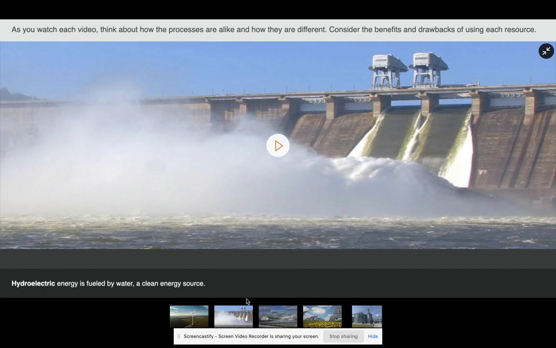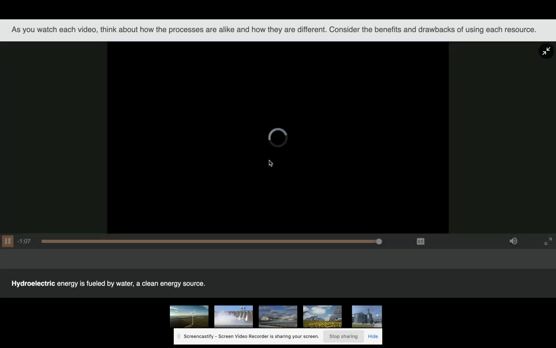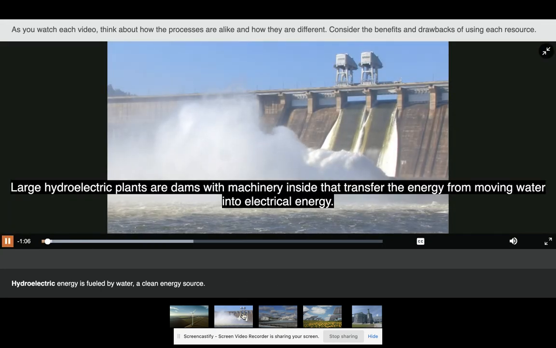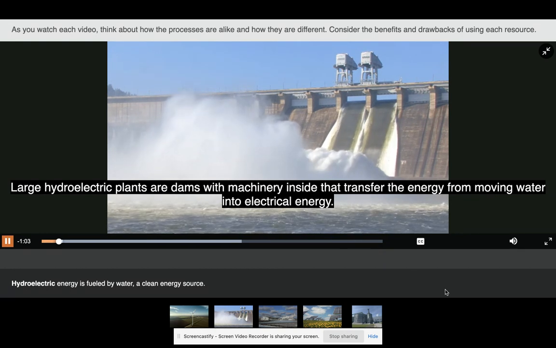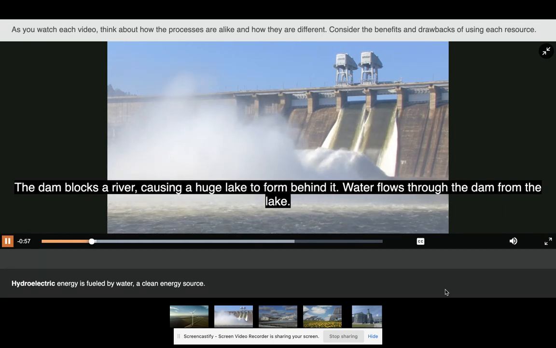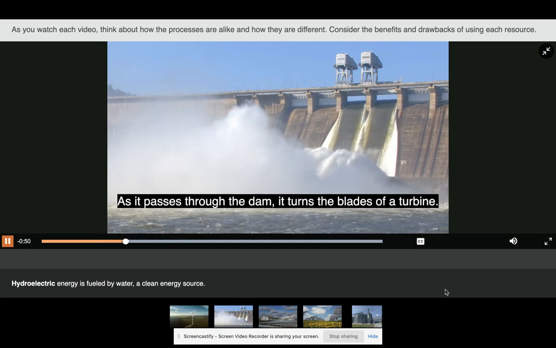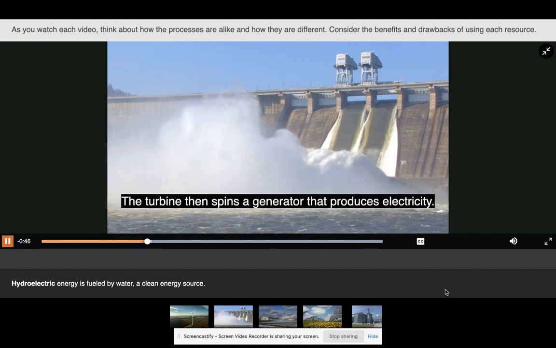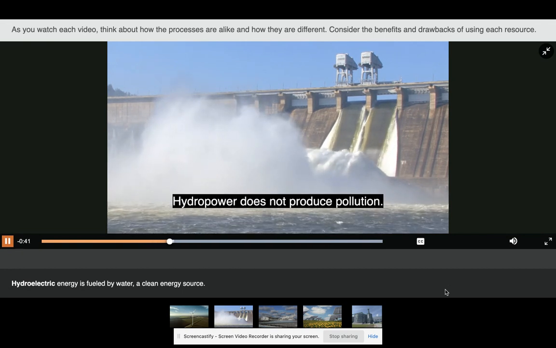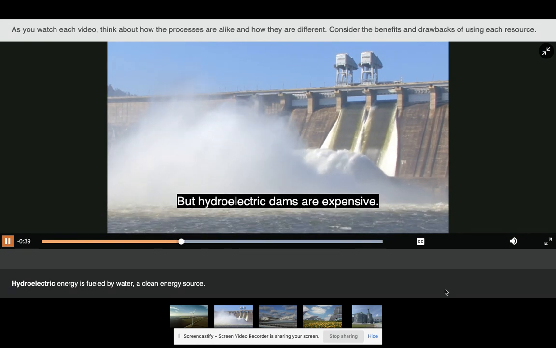Hydroelectric energy is fueled by water, a clean energy source. Large hydroelectric plants are dams with machinery inside that transfer the energy from moving water into electrical energy. The dam blocks a river, causing a huge lake to form behind it. Water flows through the dam from the lake. As it passes through the dam, it turns the blades of a turbine. The turbine then spins a generator that produces electricity. Hydropower does not produce pollution, but hydroelectric dams are expensive.